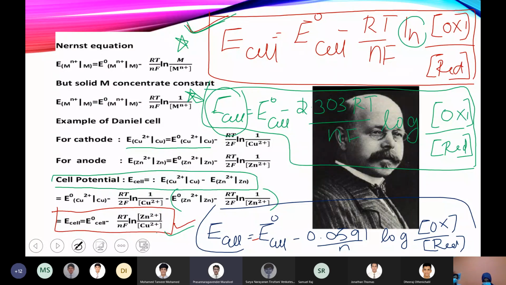Ma'am, what is T in this equation? T is your room temperature, 298 Kelvin. Okay, ma'am. If the temperature is different, then you cannot use the final form.